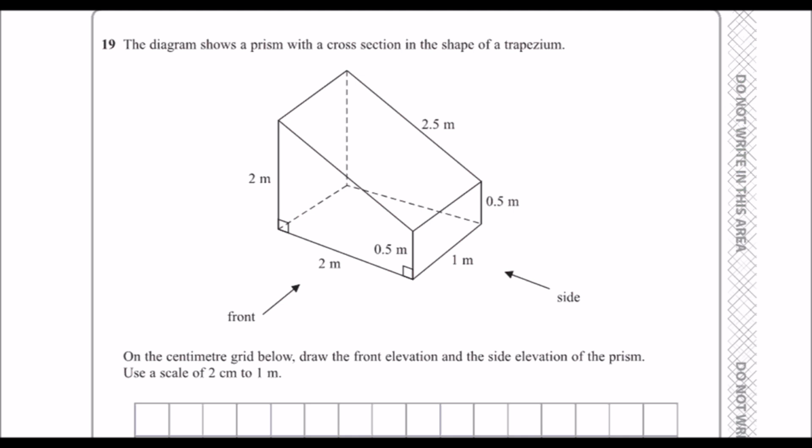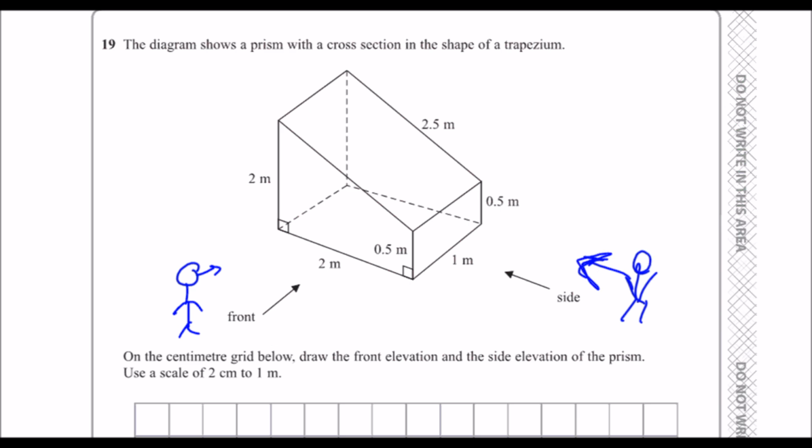Question 19. The diagram shows a prism with a cross section in the shape of a trapezium. So we can see we've got a trapezium at the front of the shape, and we've got all the measurements drawn on. On the centimeter grid, draw the front elevation, so what it looks like if you're standing over here, and the side elevation, so what it looks like, that is not a person, if you're standing over here.